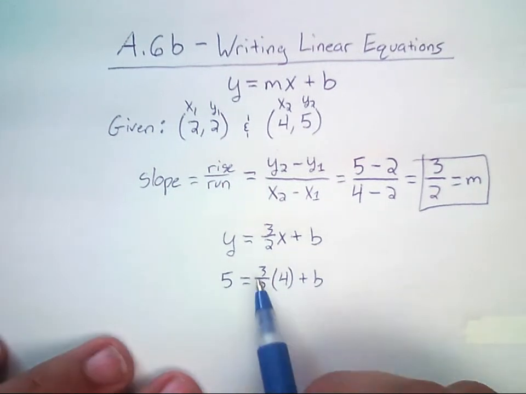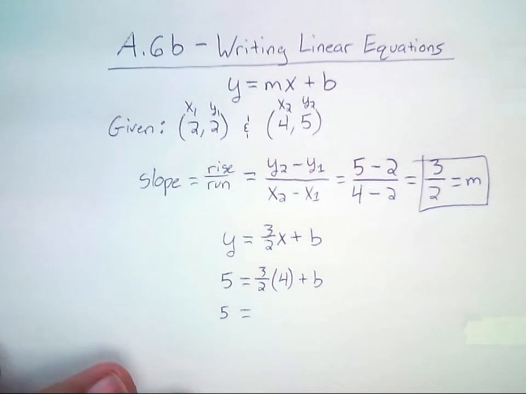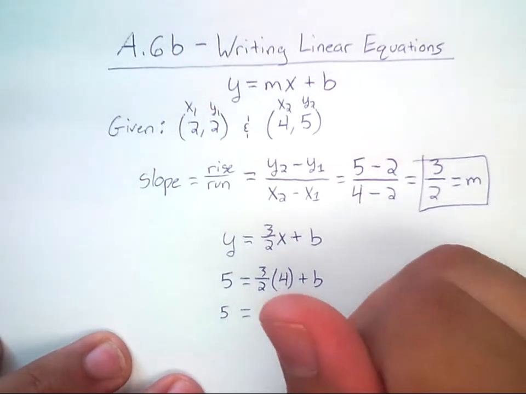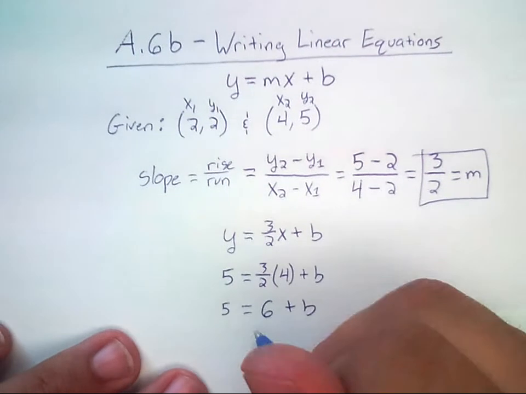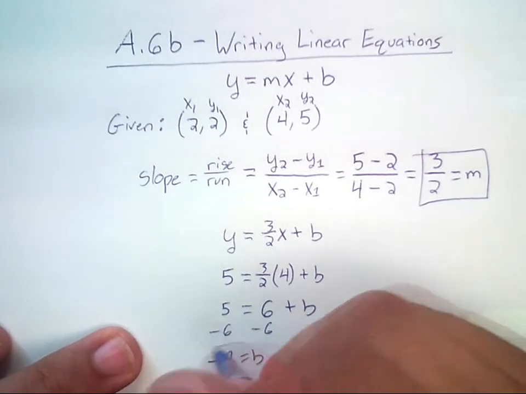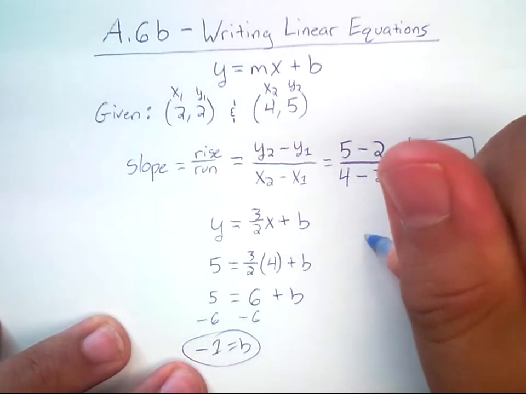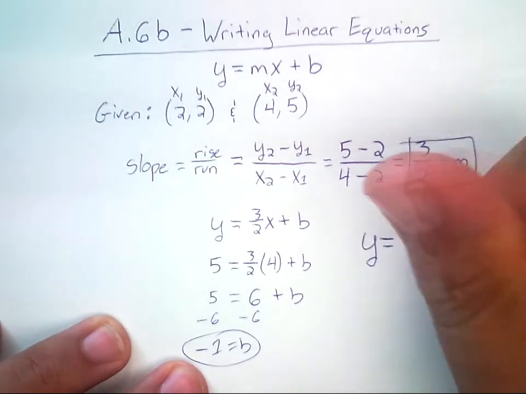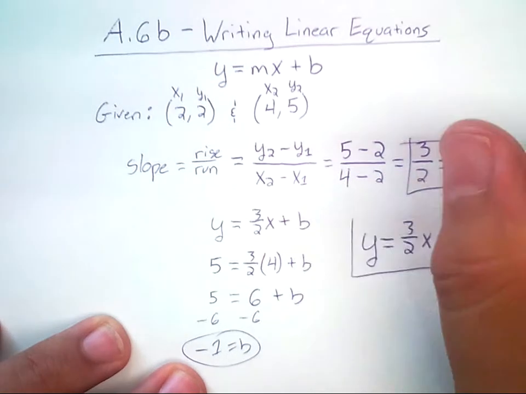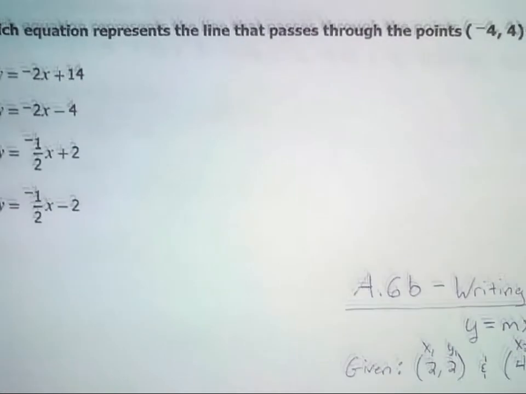So here we go. 3/2 of 4. It's been a while since I've had to do some fractional math. That would be 6. To finish this off, we subtract 6 from both sides, and that gives us negative 1. Now that we have the 2 pieces, we can write the equation of the line, which is y equals 3/2 x minus 1. There's our official answer. Let's take a look at an SOL problem.